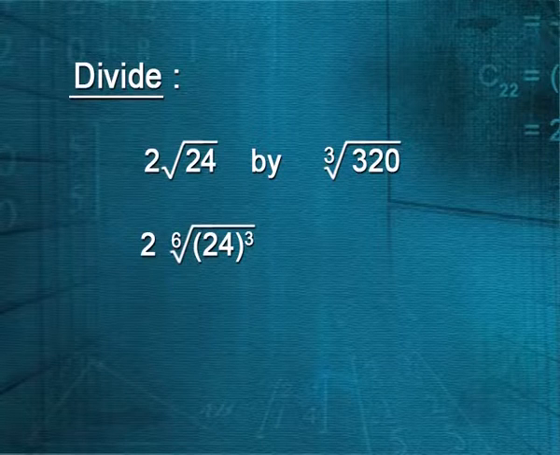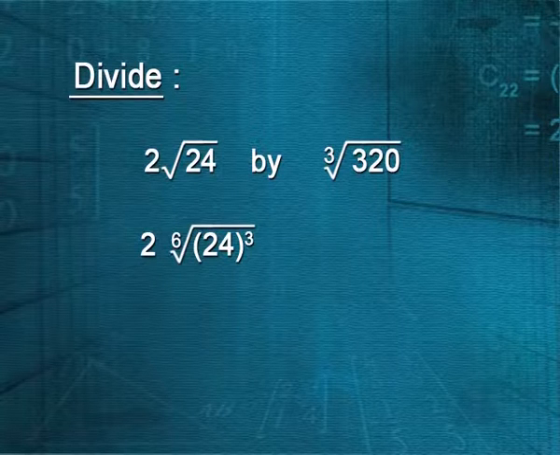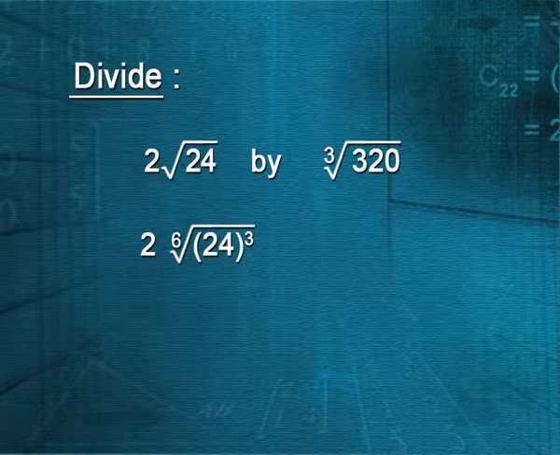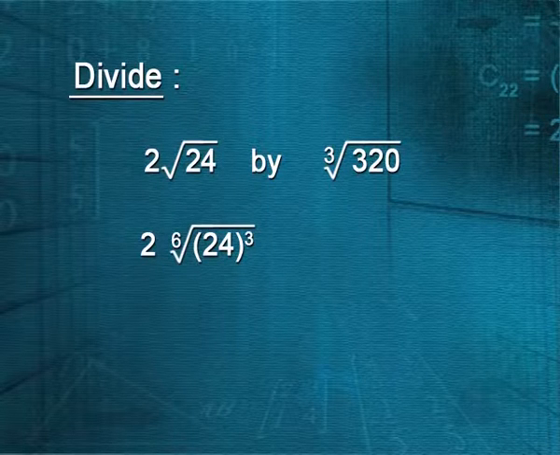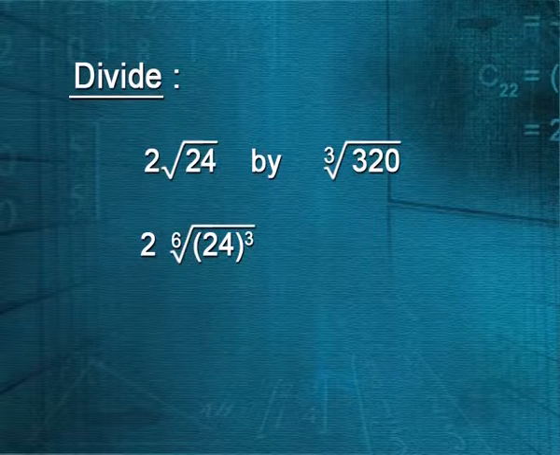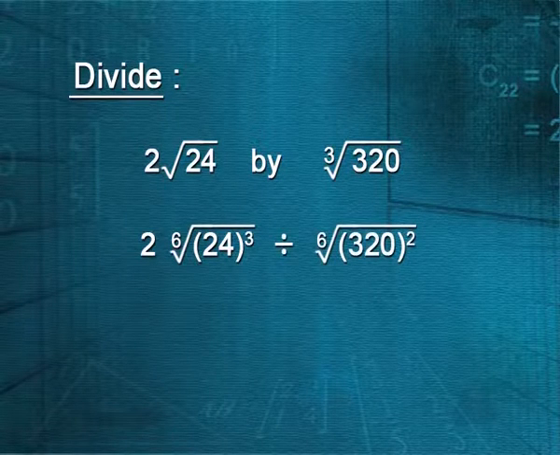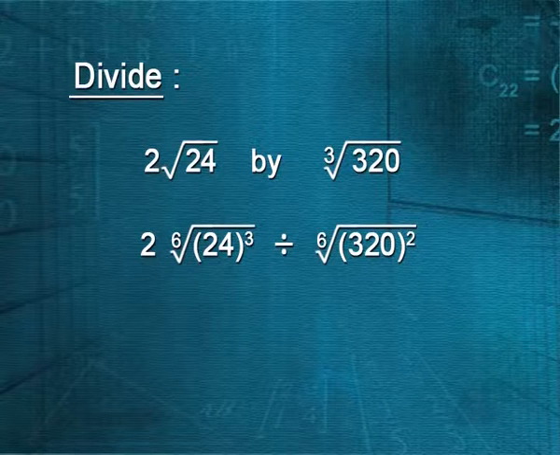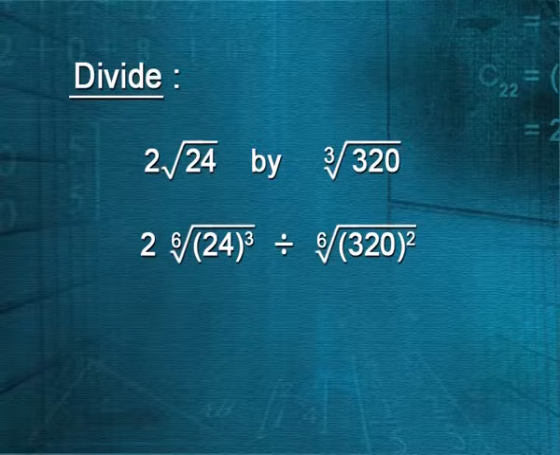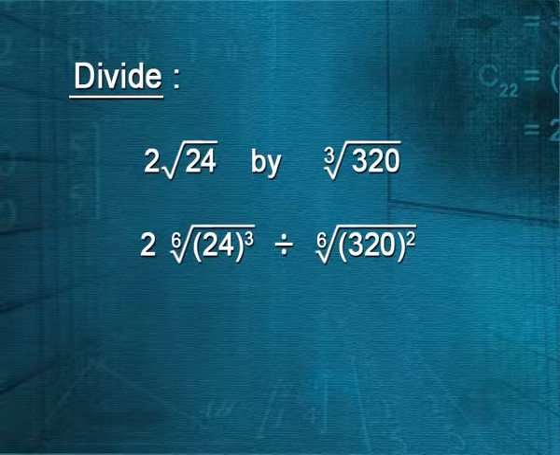Now, observe what we have done in this example. We have multiplied the order of the surd, 2, by 3, and at the same time, we have multiplied the power of the radicand by 3. The power of 24 was 1 and now we have multiplied it by 3. Likewise, we had cube root of 320. The cube root of 320 has been changed to sixth root of 320 squared. The order of the surd was 3, which is multiplied by 2, and at the same time, the index of the radicand is also multiplied by 2. Therefore, it is reduced to sixth root of 320 squared.